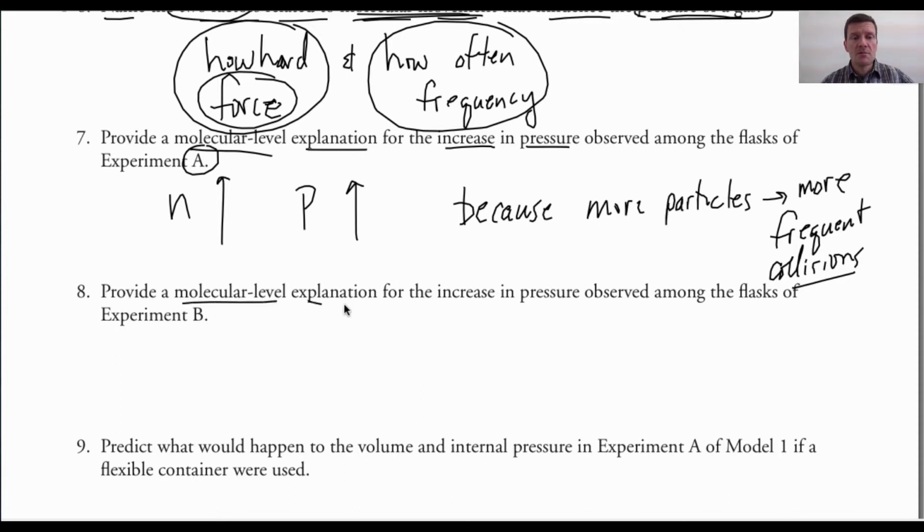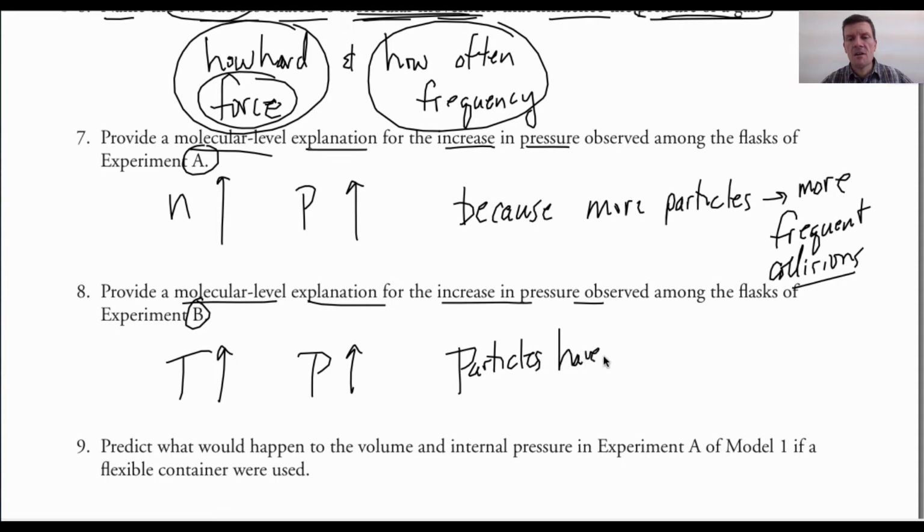Provide a molecular explanation for the increase in pressure observed among the flasks of experiment B. Well, this one, as you increase the temperature, the pressure goes up. Why? Because particles have more energy.